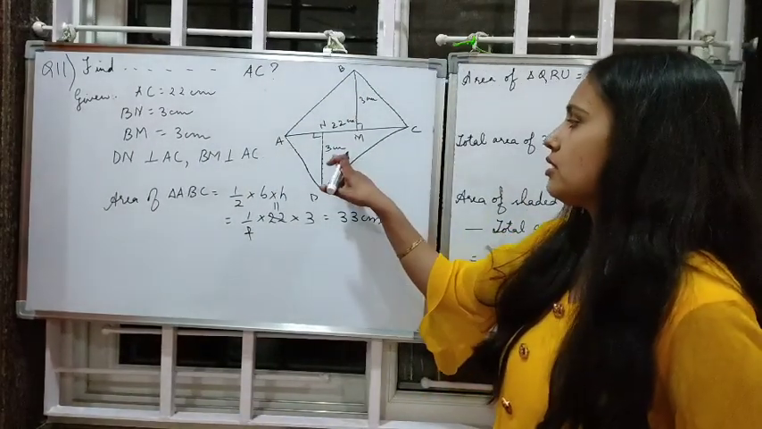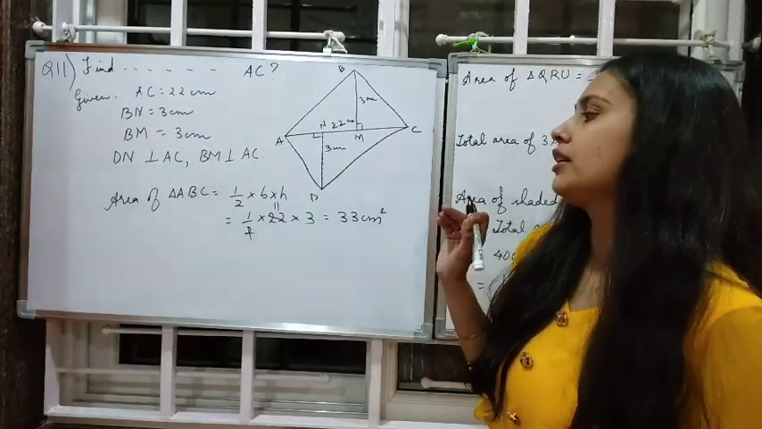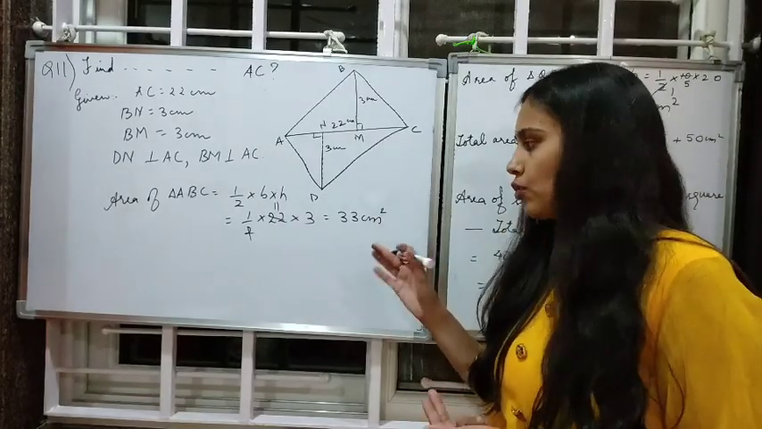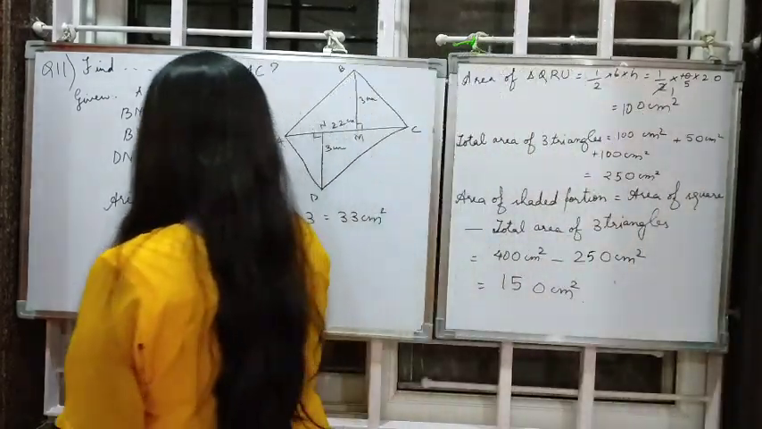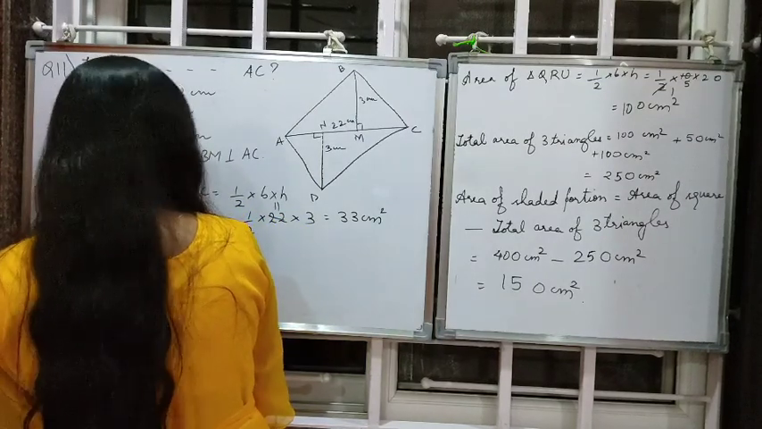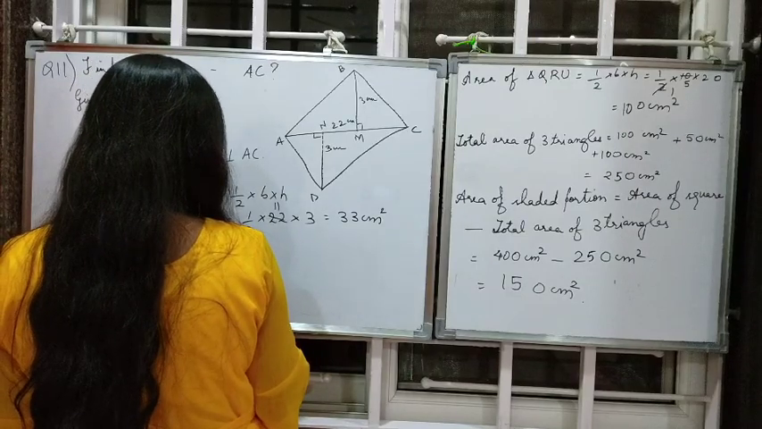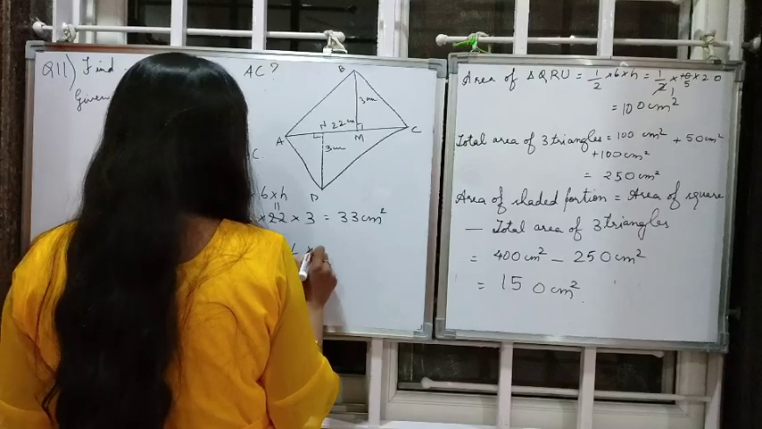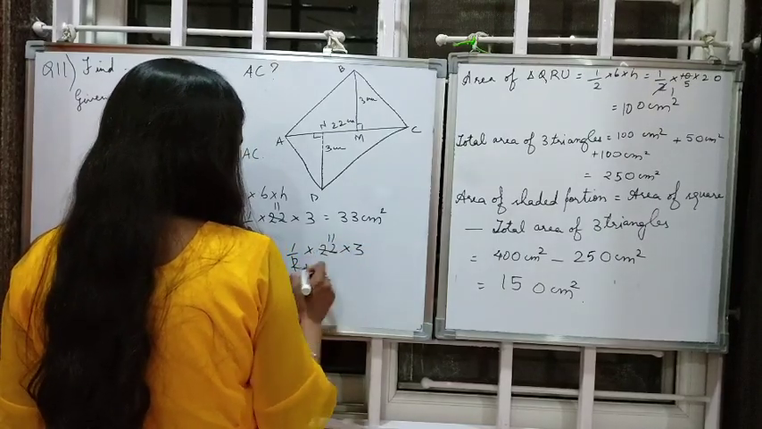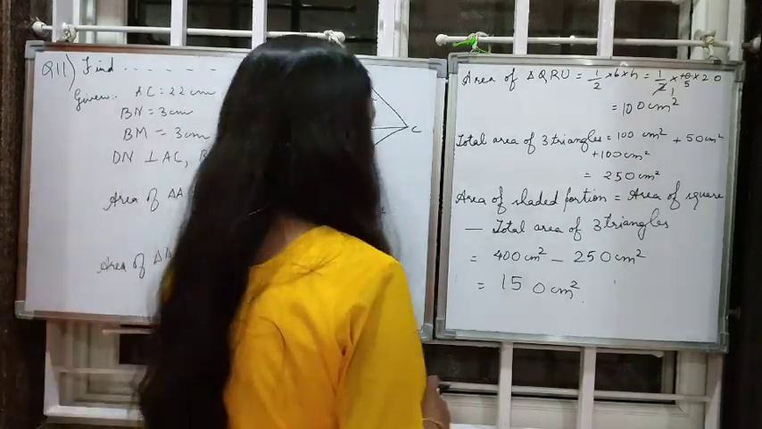Now, children, since the dimensions are same, so we will get the same area. So if we want, we can write similarly. The area of triangle ADC is equal to 33 centimeter square, or if you want, we can solve also. There is no problem. Area of triangle ADC is equal to half into base into height, which is equal to half into 22 into 3. Again, 11 threes are 33 centimeter square.